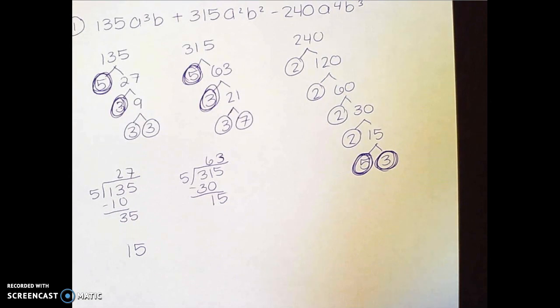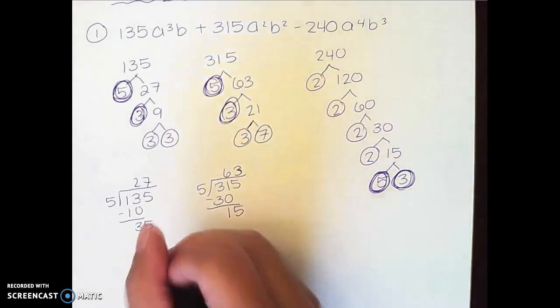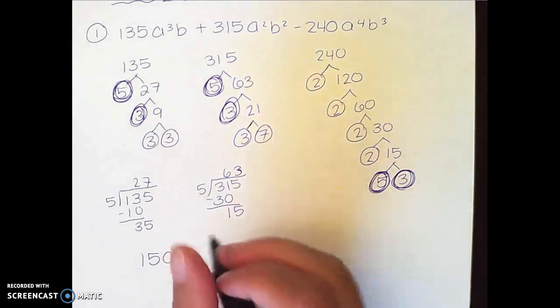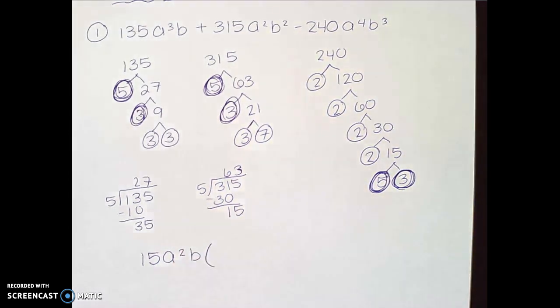Taking a look at my variables, a cubed, a squared, and a to the fourth, my greatest common factor is a squared. And for b, b squared, and b to the cubed, my greatest common factor will be b. Okay, so now to actually divide out my greatest common factor.